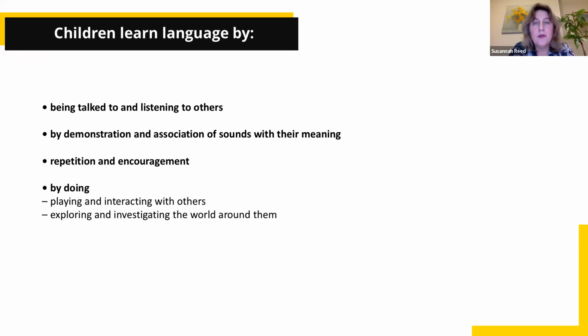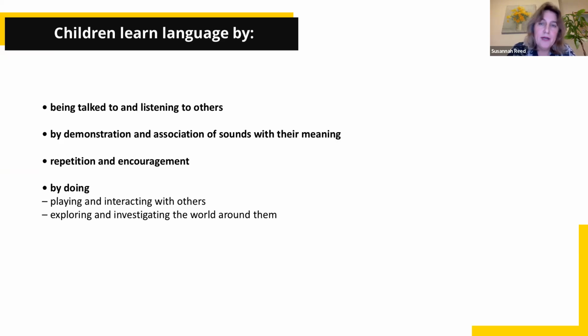And we help them associate sounds with their meaning by demonstration in ways that come naturally to us and we just don't even really think about. So for example, when we take them shopping and we get them to help us find different foods in the supermarket to put in our basket, or we take them to play with the ball in the park, when we read a storybook and point to the pictures, all of these ways we're showing them by demonstration what our words mean. They learn language by repetition and practice and when they're given encouragement.